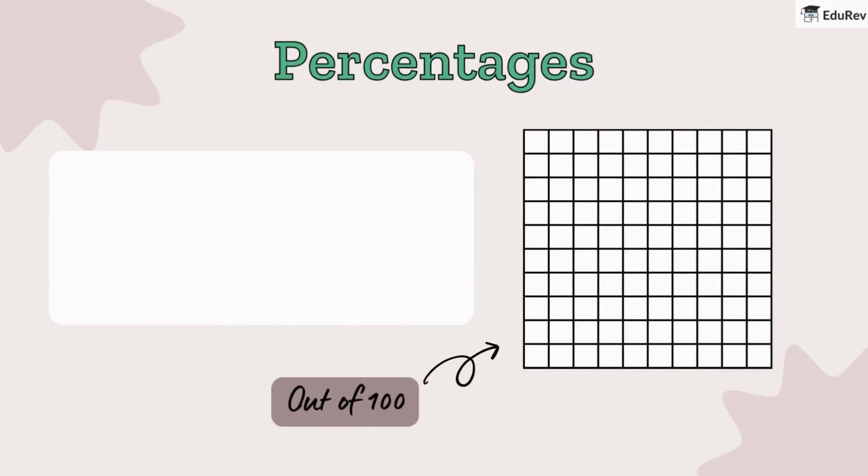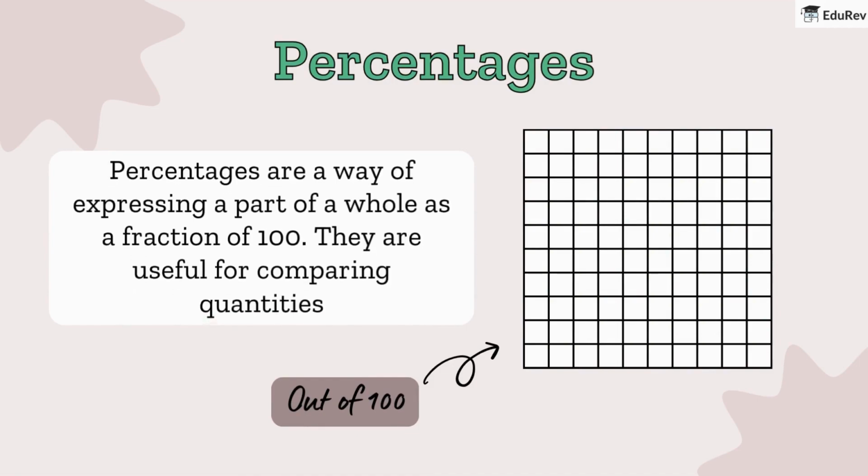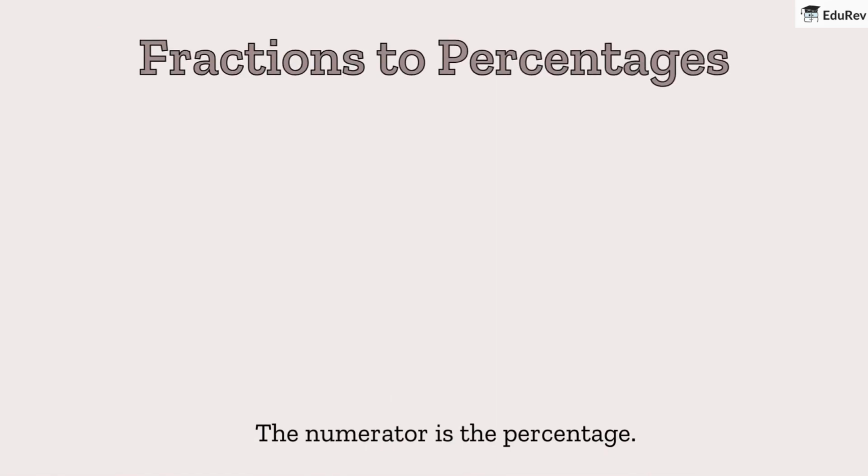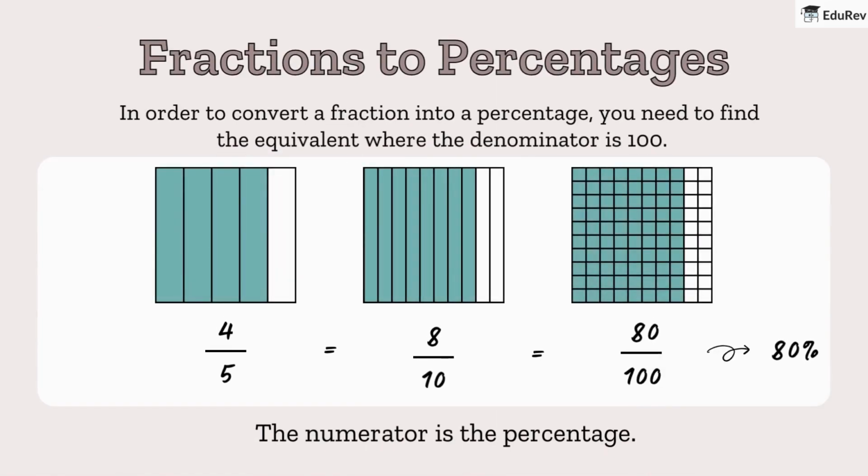Now, let's look at percentages. Percentages are a way of expressing a part of a whole as a fraction of 100. They are useful for comparing quantities. Fractions to percentages. To convert a fraction into a percentage, you need to find the equivalent where the denominator is 100. Here, 4 by 5 is equal to 8 by 10 if we multiply both numerator and denominator by 2. Similarly, 8 by 10 can be written as 80 by 100, which is equal to 80%.